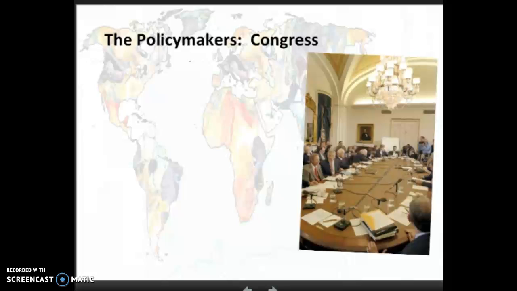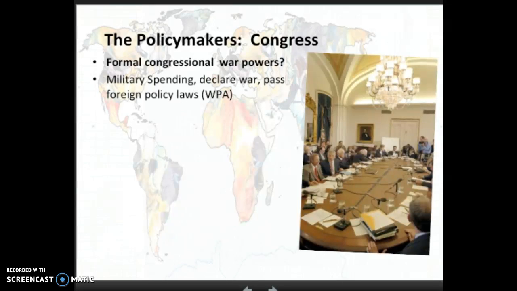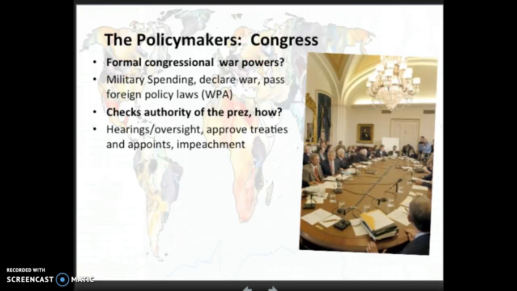Okay, then you have Congress. Congress's formal war powers, military spending. Okay, since they have the power of the purse, all of the spending comes from Congress. Both houses of Congress declare war. And then Congress also passes foreign policy laws or laws that will determine how we are going to conduct foreign policy, like the War Powers Act, which limited some of the powers of the president. Checks the authority of the president. That is a major role that Congress plays.